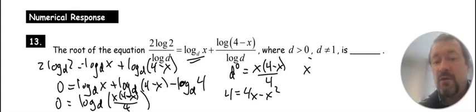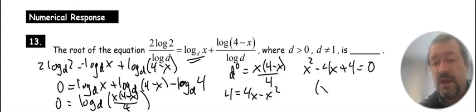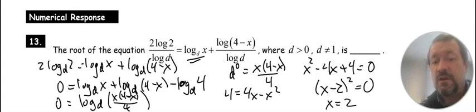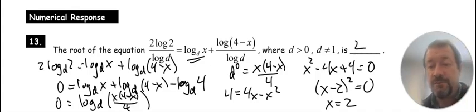Now I'm going to bring everything over to the left-hand side. So x squared minus 4x plus 4 is equal to 0. And that factors down into x minus 2 squared is equal to 0. And so from there, we can conclude that x is equal to 2.